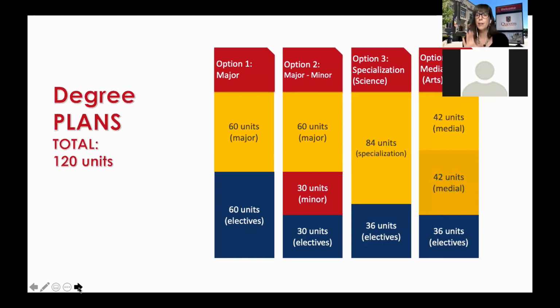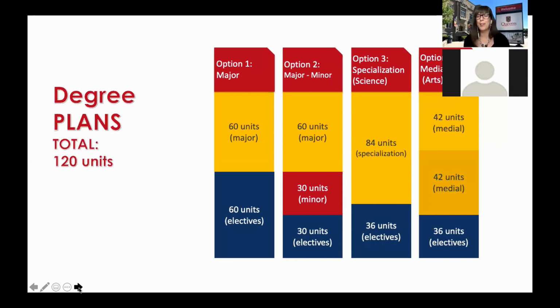Option 3 is on the science side. Some sciences have specializations. So for example, in our life sciences, you can do a life science specialization, which you can see is 84 units. It's a little heavier. It's a little bit more dense concentration in your area.